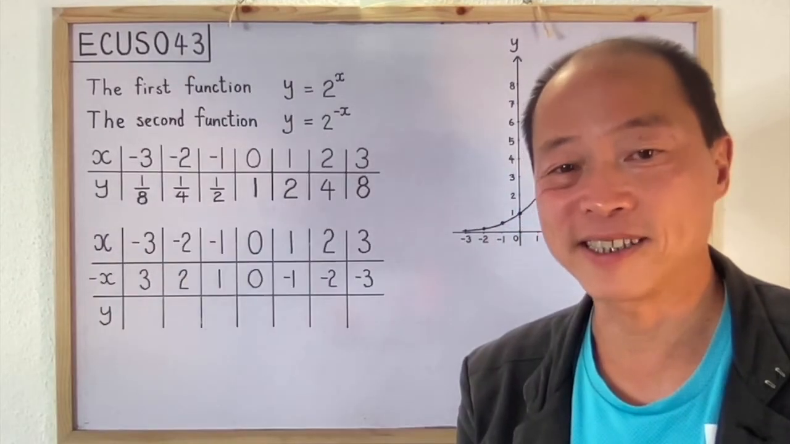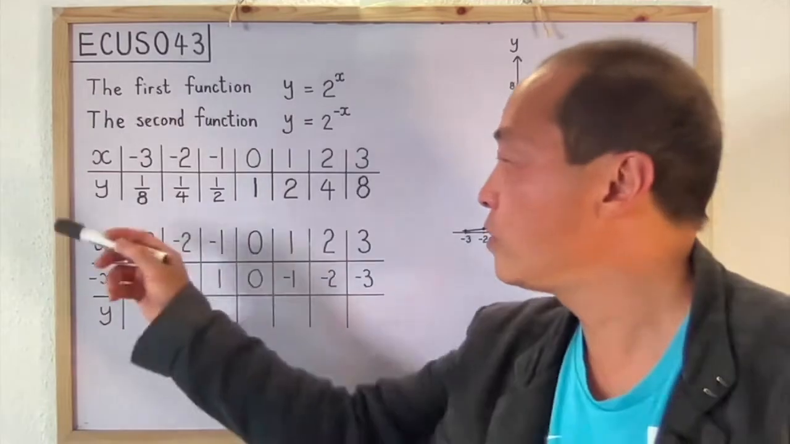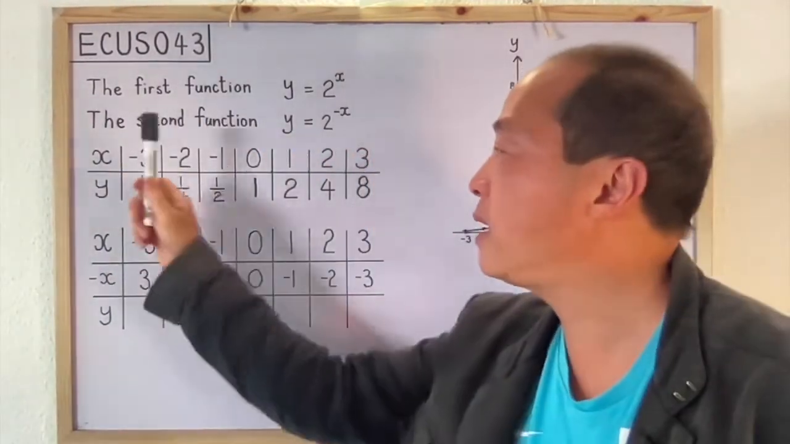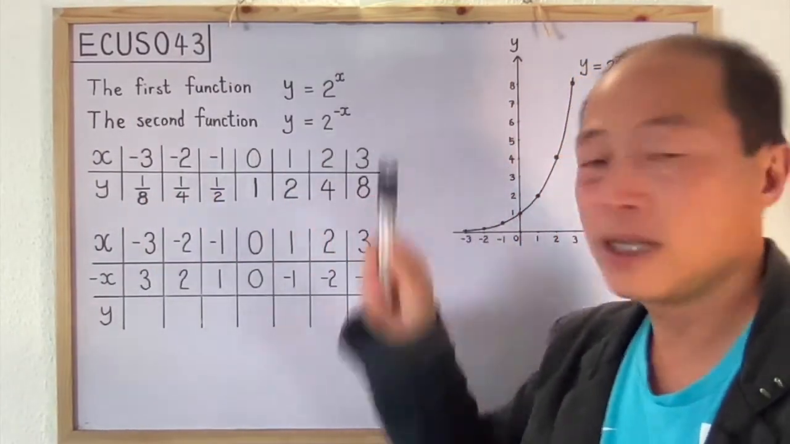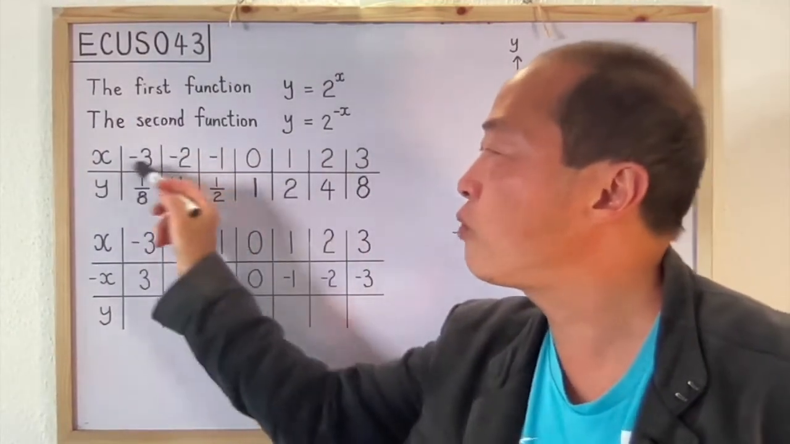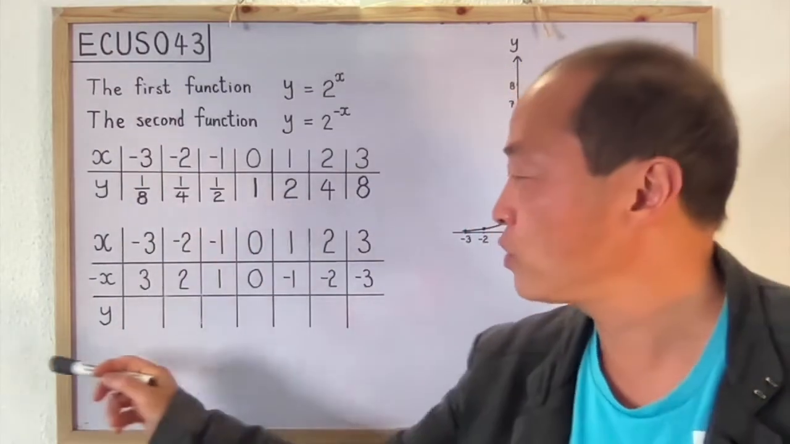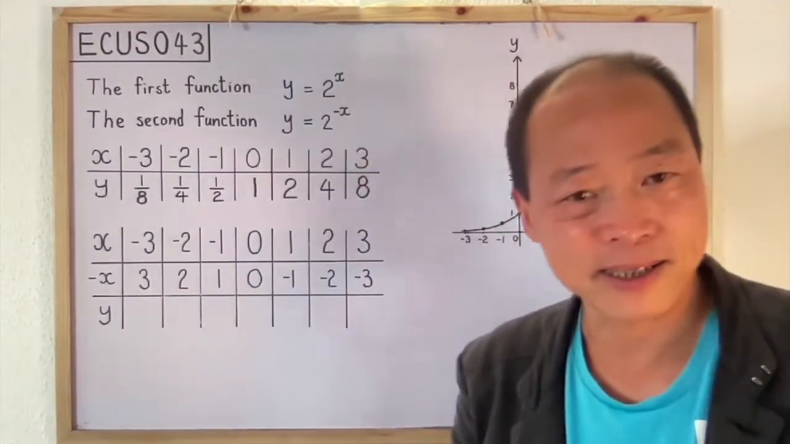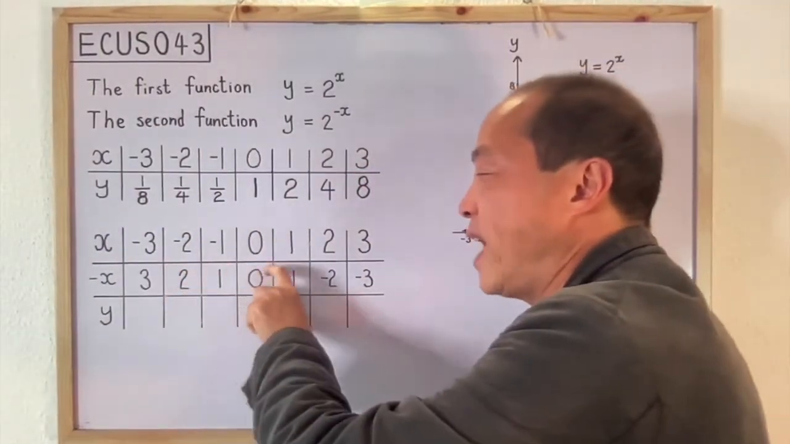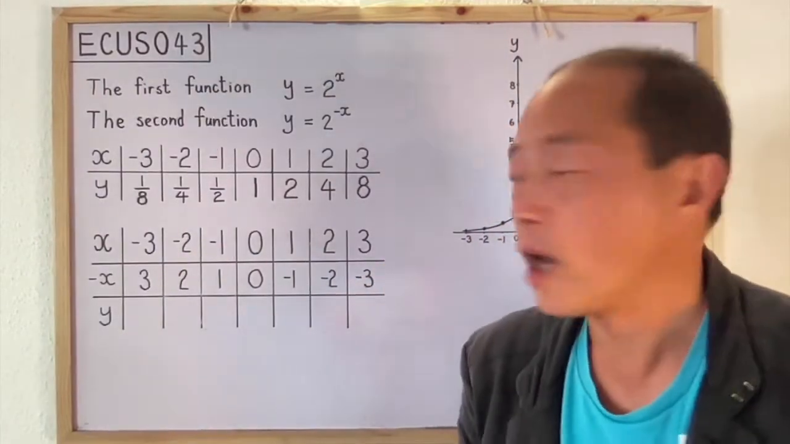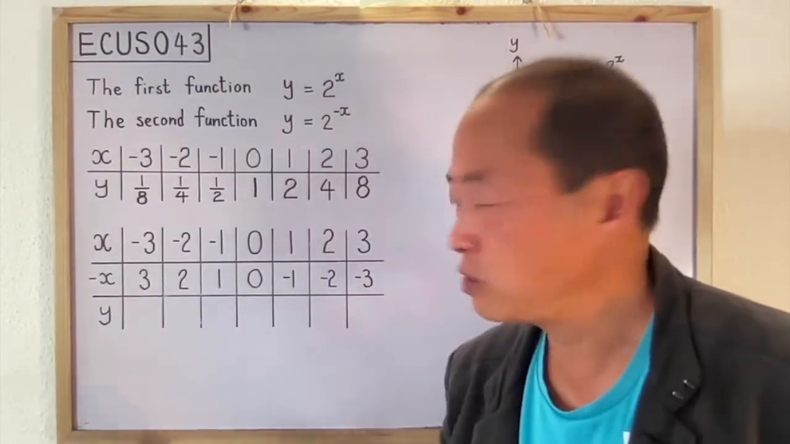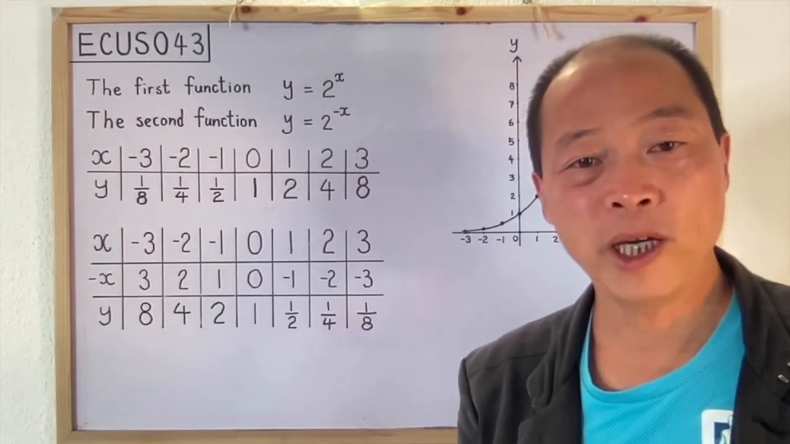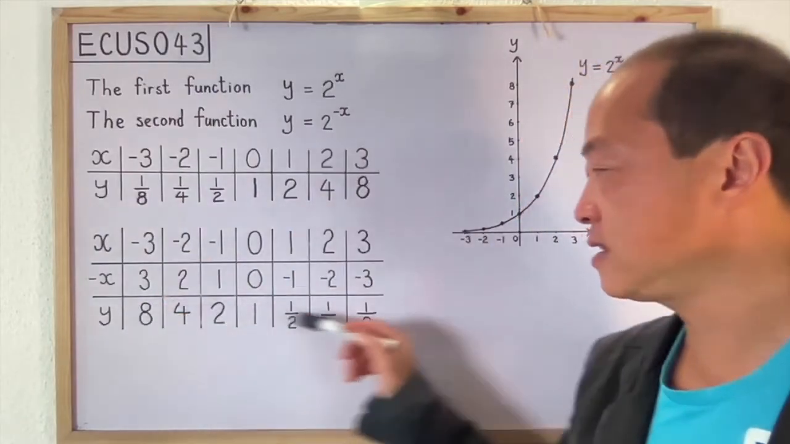The answer is yes. The reason is very simple. For this table, we have to work out 2 to the power x for each pair of values. We have to use the upper value to work out the lower value. And for this table, we have to work out 2 to the power minus x. And for each pair of values, we also have to use the upper value to work out the lower value. That is the reason. Therefore, we can work out the values in this row easily.